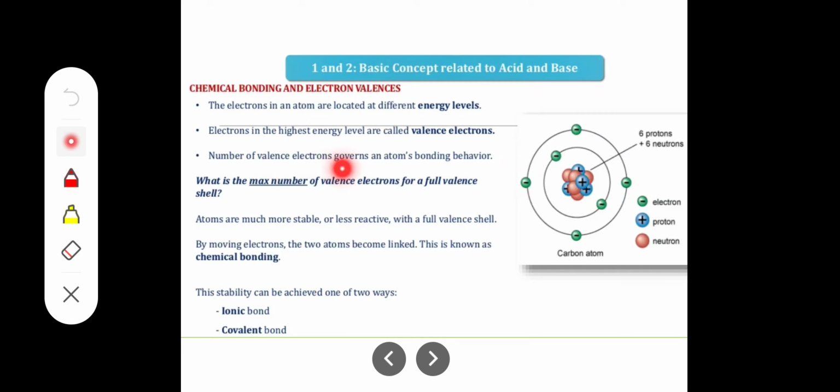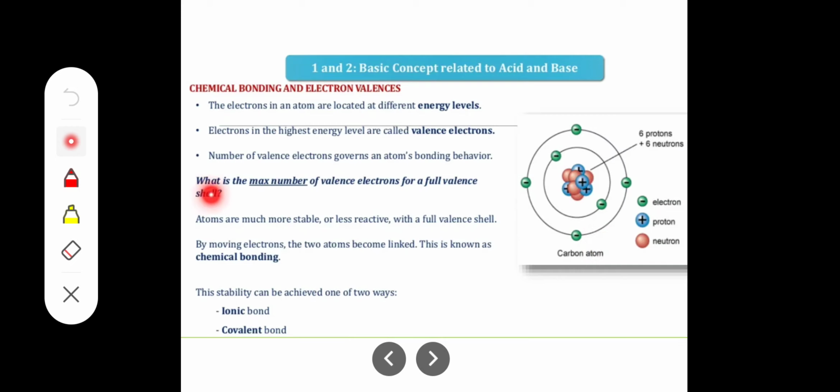The number of valence electrons governs an atom's bonding behavior. So 4 valence electrons are there in the highest energy level, so carbon valency is 4. That is why bonding behavior depends on the valence electrons present in the particular atom. Now this much is clear.